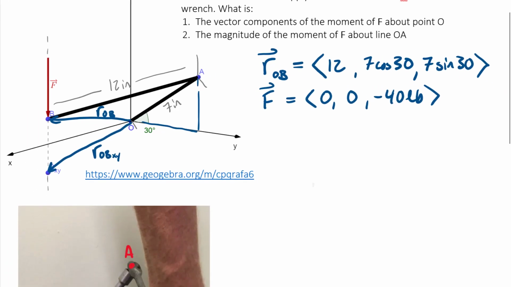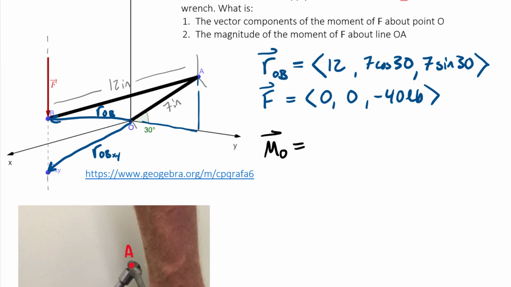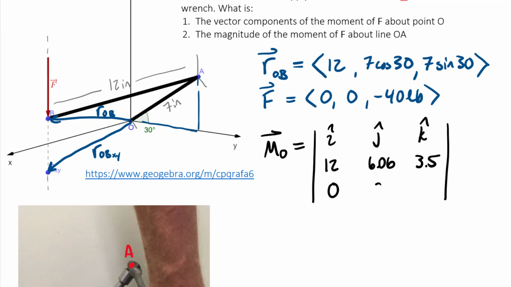Next up, we can take a cross product of those vectors and say that our moment about point O is equal to the determinant, using straight sides, with my unit vectors across the top because I am taking the cross product. And so here's my R vector: 12, 7 cosine 30 is 6.06, 7 sine 30 is 3.5. And the force vector 0, 0, negative 40. So however you'd want to take this moment.